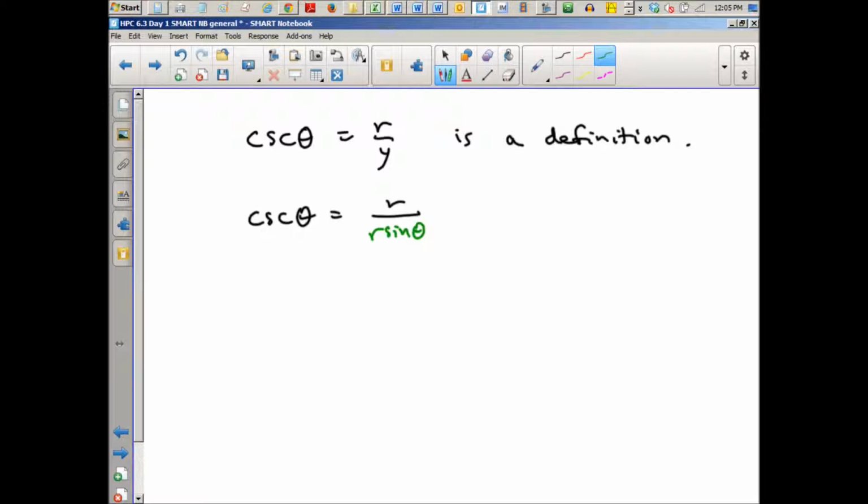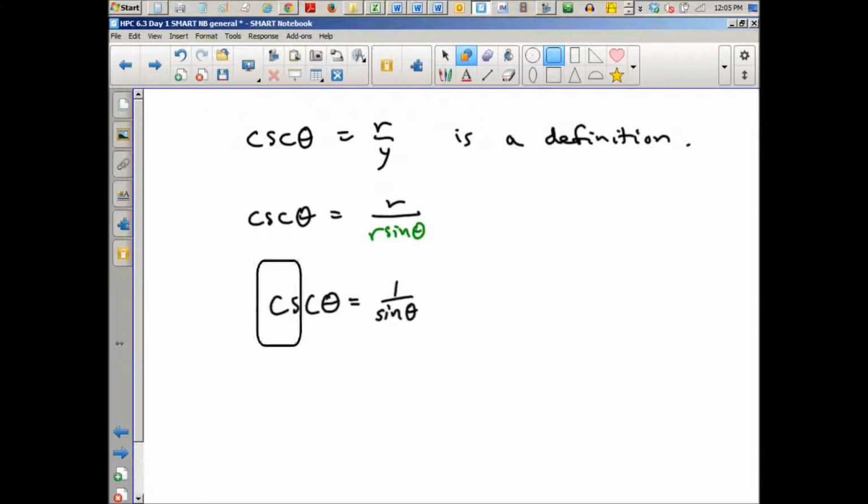We just created a new identity. What is it? Cosecant theta equals what? 1 over sine theta. So you might say, no, that's not new, I knew that. That's not an identity, Mr. Short, it's just a definition. It's not a definition. The definition is that cosecant is r over y. It just so happens that that means 1 over sine.